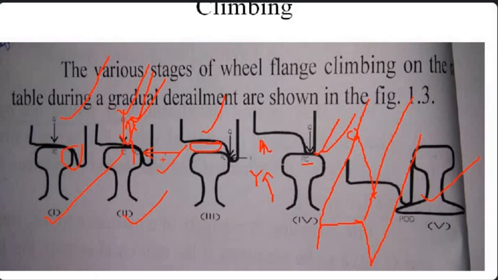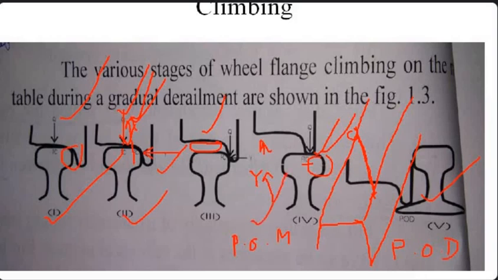When Y is more than Q, then what will happen? It will lead to lifting of your wheel set. Once lifted, then both will be equal. Then there is a point of mount on the rail table. That point of mount on the rail table will keep on moving like this. Then finally it will lead to the point of drop. So here, point of mount, POM. Then the last picture will show you the point of drop.